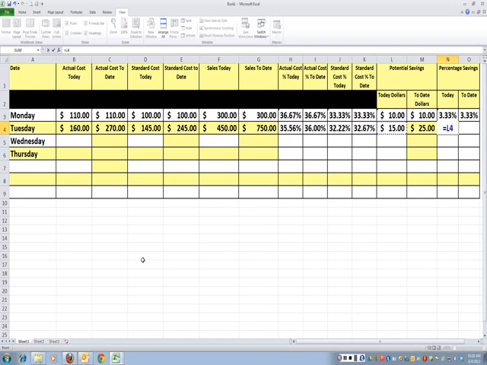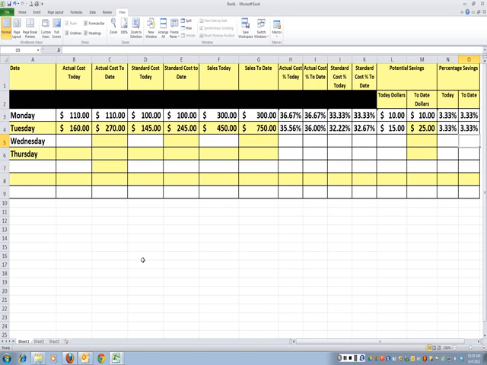What we're going to do is take our potential savings, our 15, divided by our sales today, so about 3.33%. And let's look at to date. Over the last couple of days, we should have roughly saved about 3.33%.